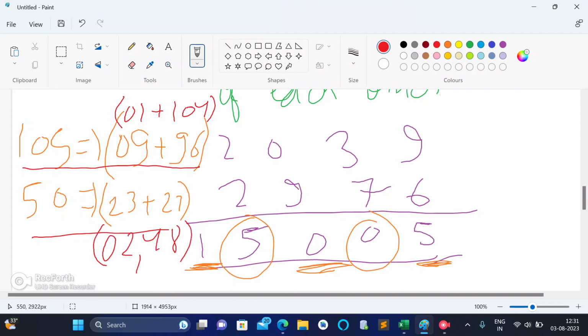And instead of 50, I write it as, let's say, 02 and 48. What I will do is, instead of 23, I write 02, and instead of 27, I write 48. Okay, I will do this.